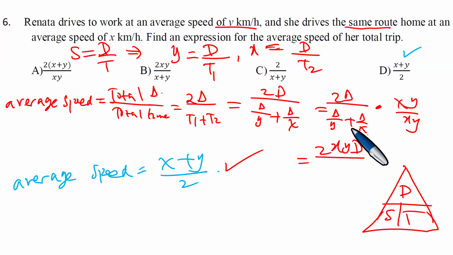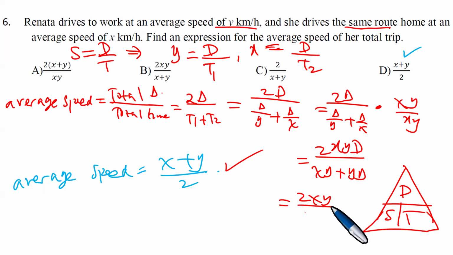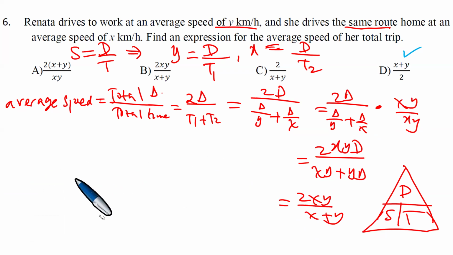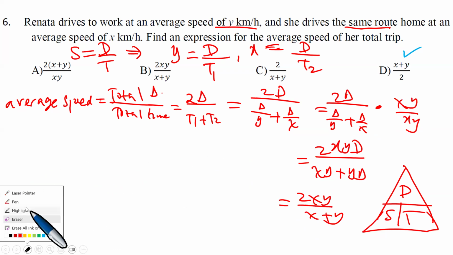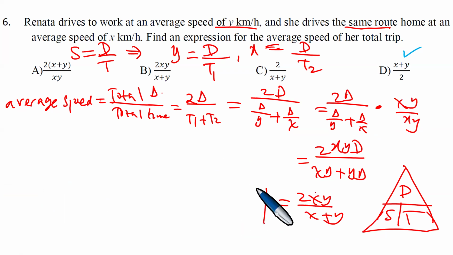Yeah, the x cancels, the y cancels, getting xd, yd. If you multiply these, the x cancels giving us a y. The d, so you can get 2xy divided by x plus y. In particular, that has to be the result. Check this out. So this would have to be, therefore, the correct answer to this particular question. So the correct answer will have to be B.